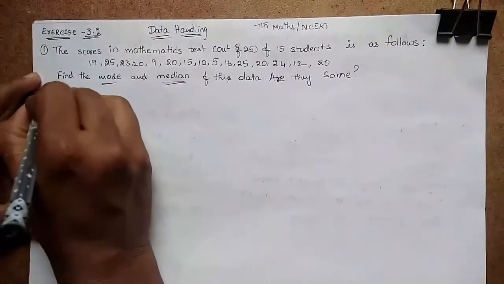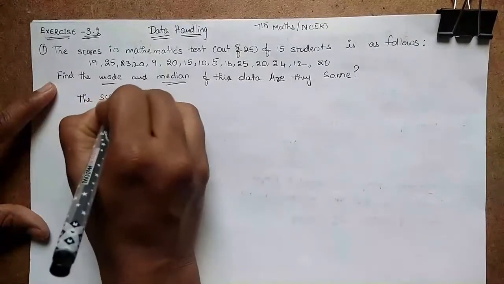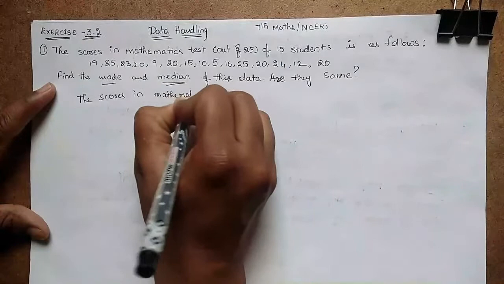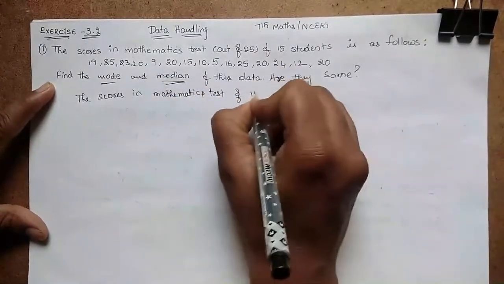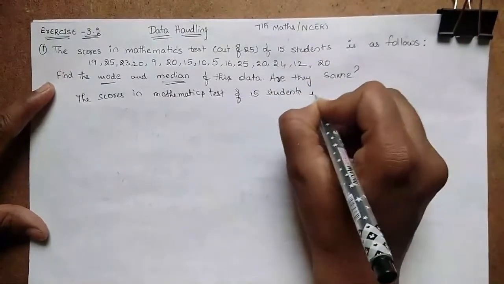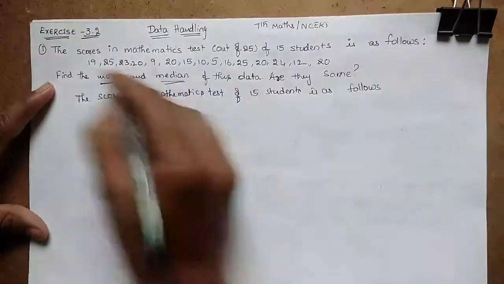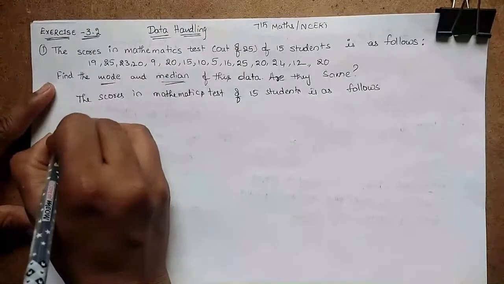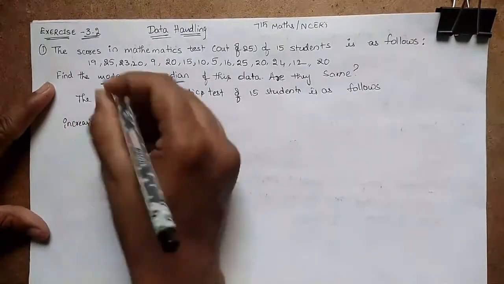So let's move into the answer. The scores in the mathematics test of 15 students are as follows. Start with the lesser, and because I am writing in increasing order, it is ascending order also.